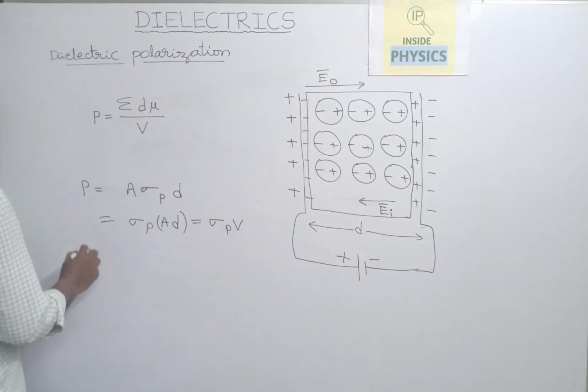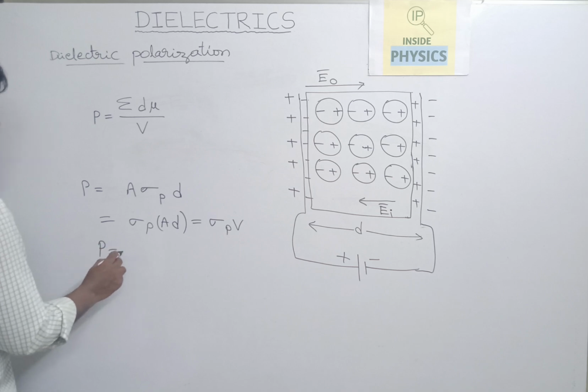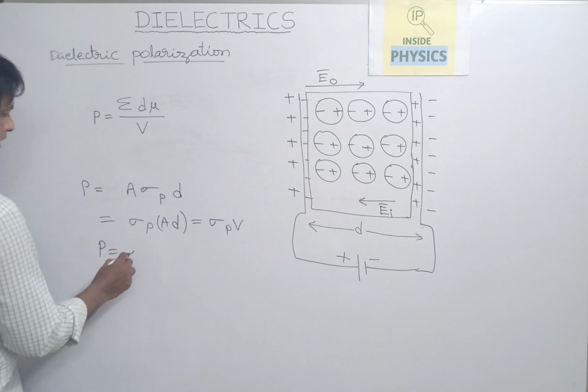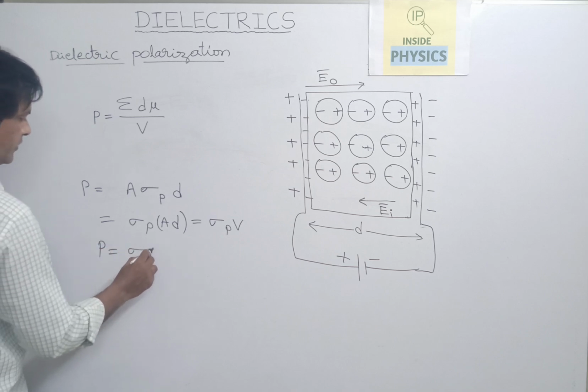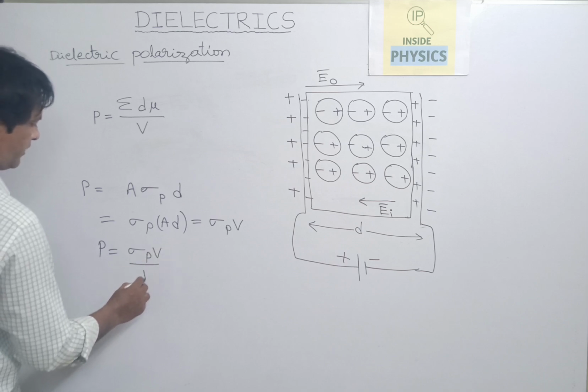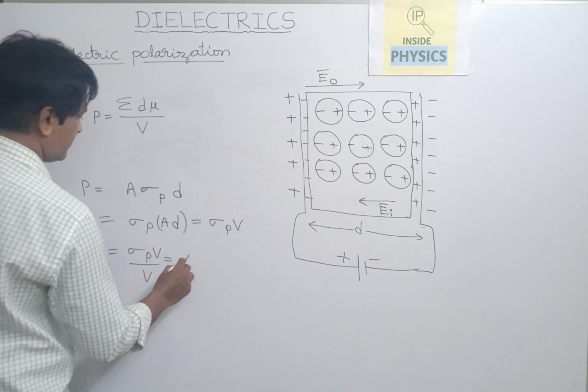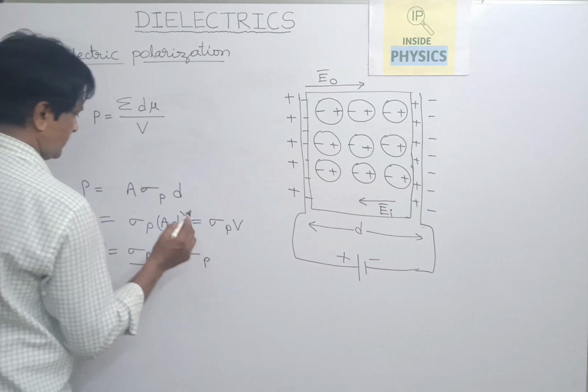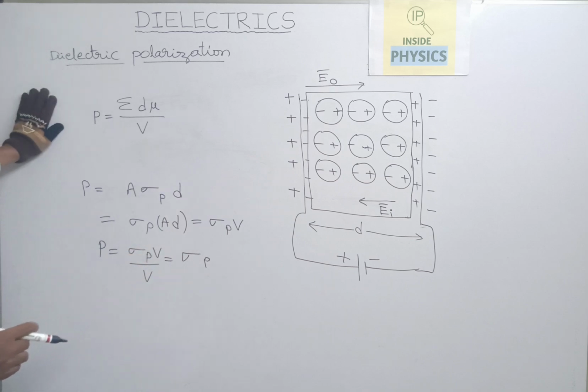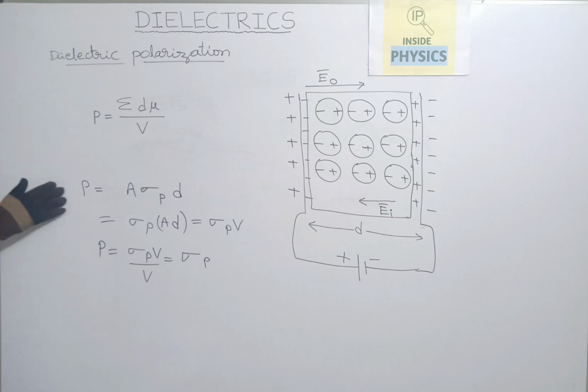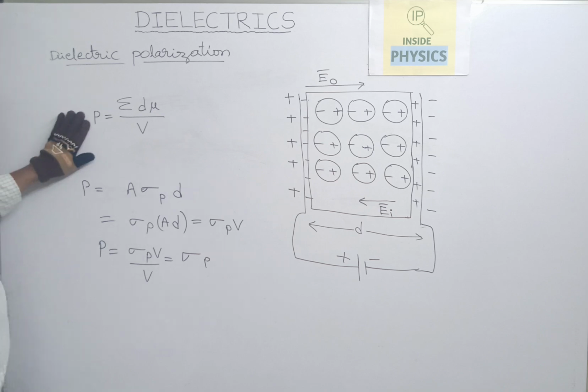So polarization now has another relation: sigma p into volume, per unit volume, gives the surface charge density due to polarization. So these are the two relations that can be related to the polarization.